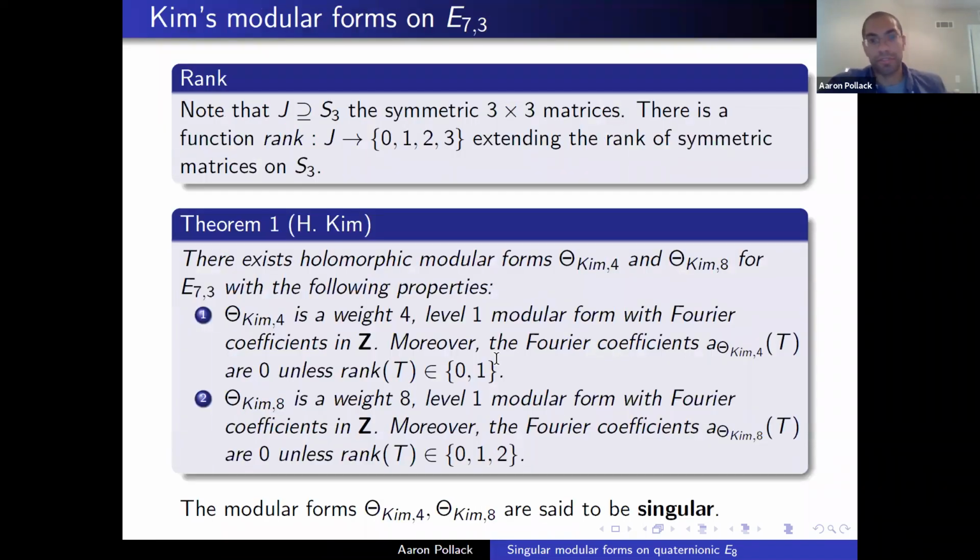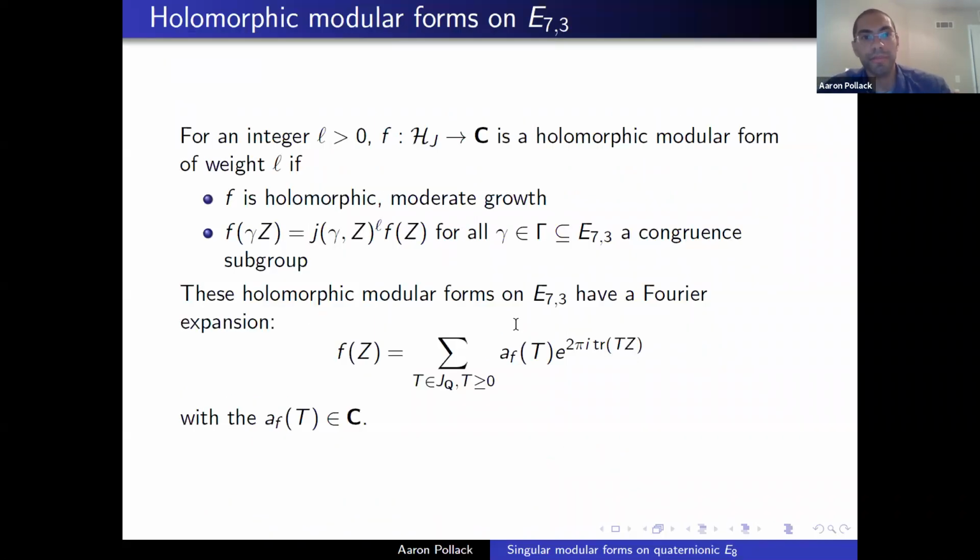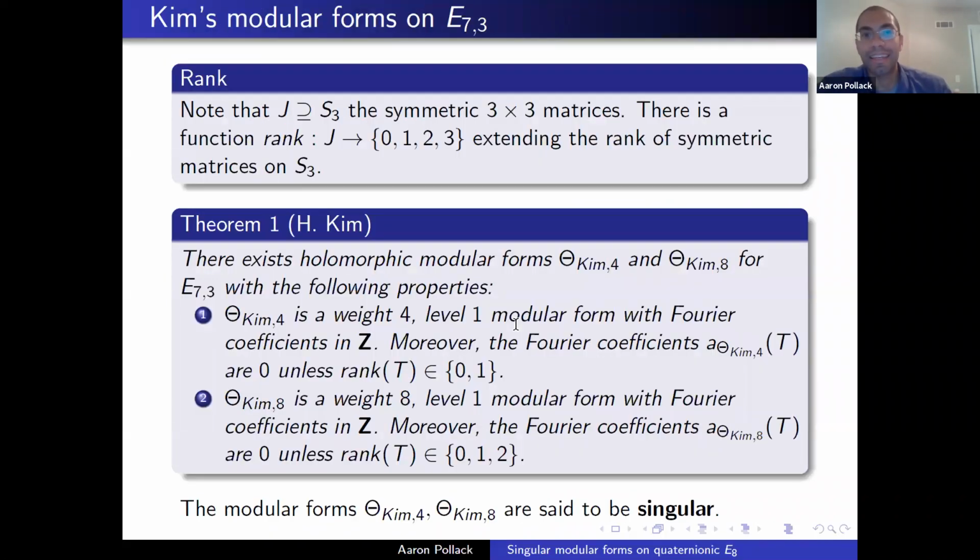And I can come to Kim's result. So first note that J contains the 3x3 symmetric matrices. So here's J again. If these xi's on the off diagonal are in the real numbers, you just have 3x3 symmetric matrices. And there's a notion of rank that extends the usual notion of rank on a 3x3 symmetric matrix. So it's valued in 0, 1, 2, 3. The only matrix of rank 0 is the 0 matrix. The rank 3 matrices are the non-degenerate ones, and rank 1, rank 2 are pretty degenerate.